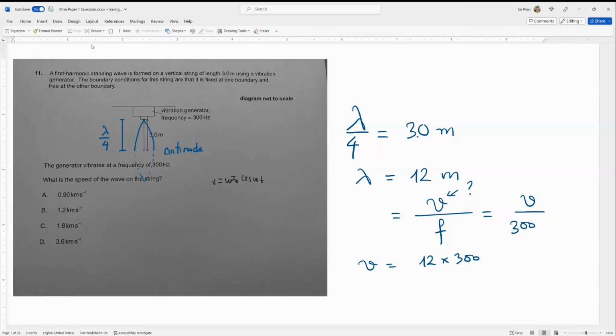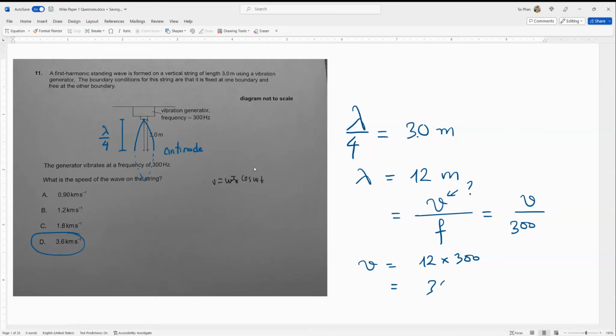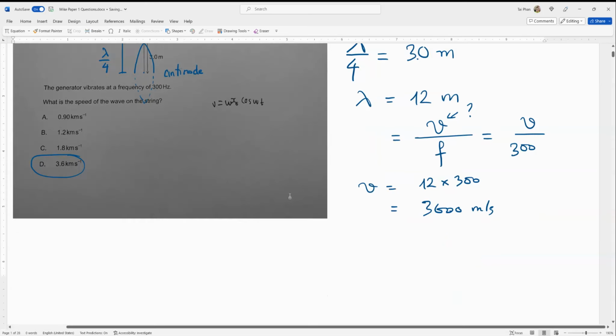We know that the frequency is 300 hertz, and therefore the speed is 12 times 300. Paper 1, no calculator. 12 times 300 is 36 hundred, so the answer 36 is here. Answer D. That is 3,600 meters per second, converting to kilometers per second.